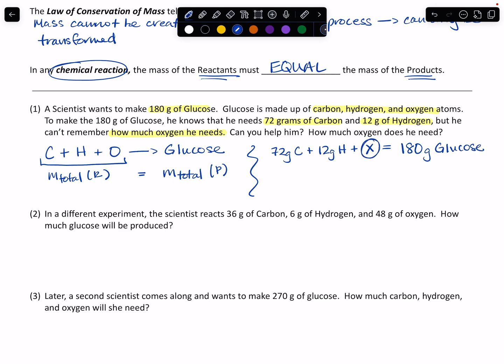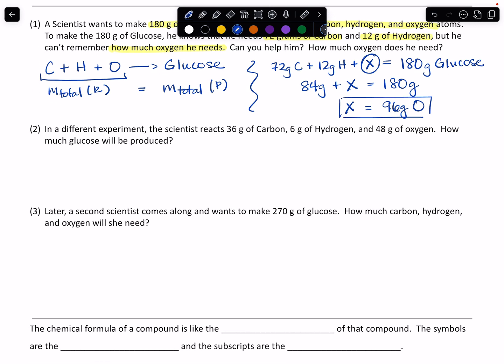All right. So by setting the two sides equal to each other, I'm going to be able to calculate that unknown value. All right. So these two, 72 and 12, add up to 84 grams plus my unknown. And that's going to be equal to 180 grams. When I subtract the 84 from both sides, I'm going to find that I need 96 grams of oxygen if I want to make the glucose that the scientist is trying to make. Okay, so again, conservation of mass, product mass equals the reactant mass. All right, let's move down a problem.